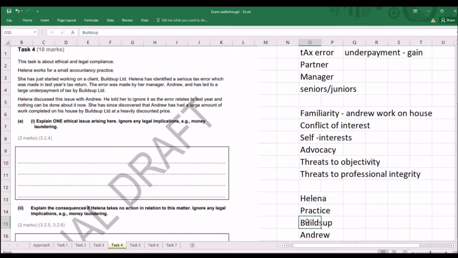Builds Up is going to get some taxation fines and interest on the taxation as well, and interest on the fines. And Andrew could continue doing it. Well, it says ignore any legal implications. So Andrew is not getting any kind of action, but could continue, and it could become worse for him as well. So look at who the people are, and then start to think about the implications of those. So you could pick any of that really.